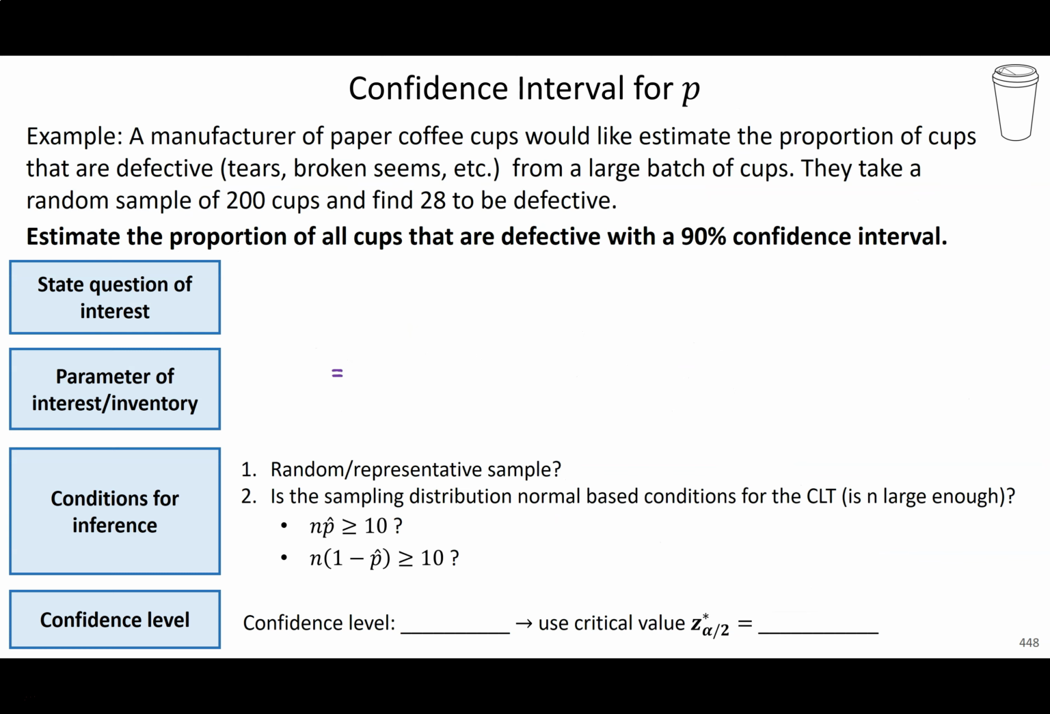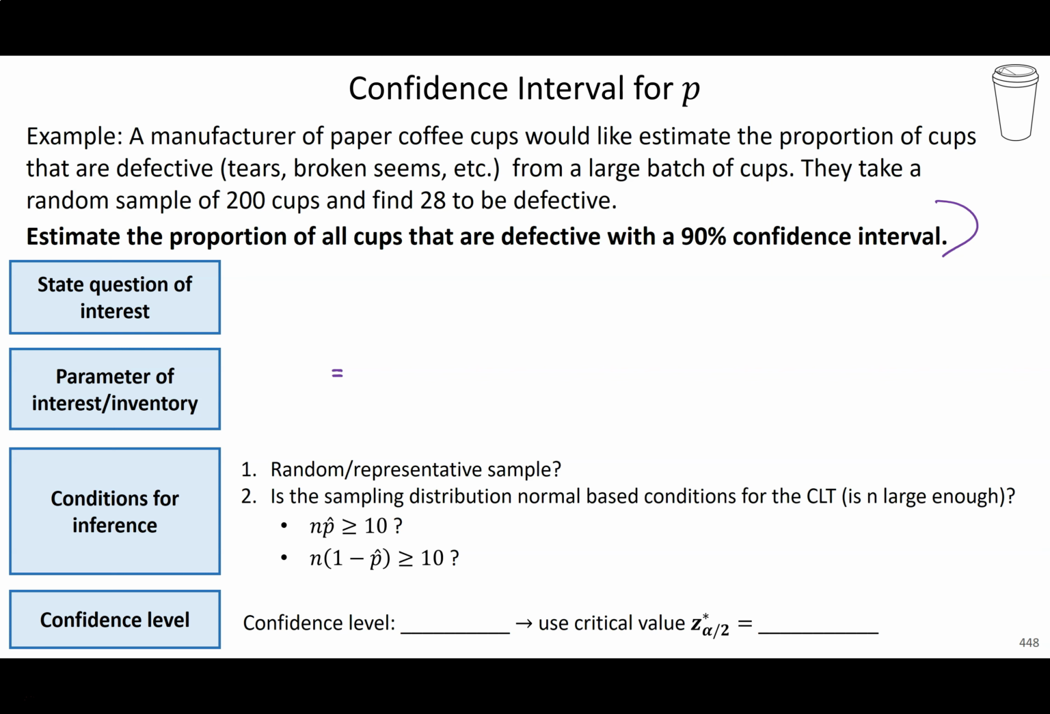So we are going to go ahead, we're going to really run with this coffee cup example. So the manufacturer, they would like to estimate, okay, well, what proportion of all of these cups in this huge batch are defective? They go ahead, they take a random sample of 200 cups from that batch. They find 28 of them are defective. We want to estimate the proportion of all cups that are defective with a 90% confidence interval.